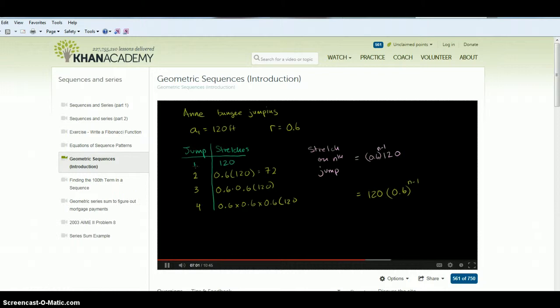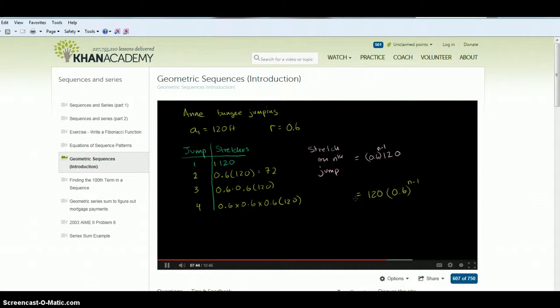How did I get that? Well, we're defining the first jump as stretching 120 feet. So when you put n equal to 1 here, you get 1 minus 1, which is 0. So you have 0.6 to the 0th power, so you just get a 1 here, and that's exactly what happened on the first jump. Then on the second jump, you put 2 minus 1, which is the first power, and we have exactly one 0.6 here. So I figured it was n minus 1 because when n is 2, we have one 0.6. When n is 3, we have two 0.6's multiplied by themselves. When n is 4, we have 0.6 to the third power. So whatever n is, we're taking 0.6 to the n minus 1th power, and of course we're multiplying that times 120.